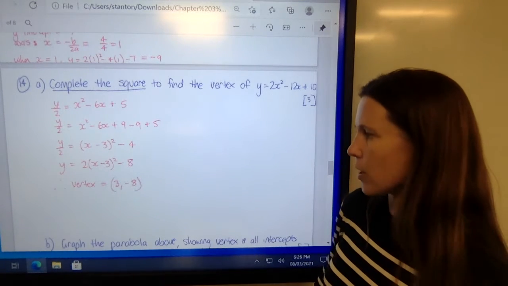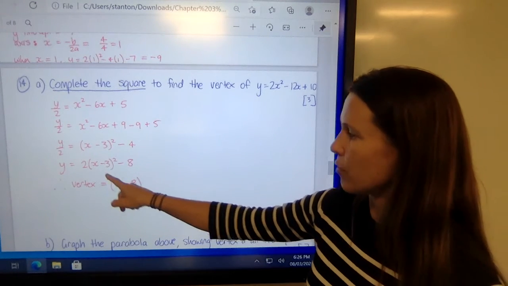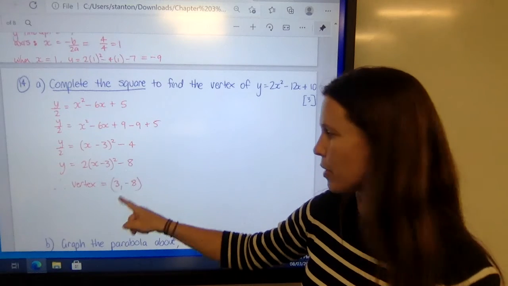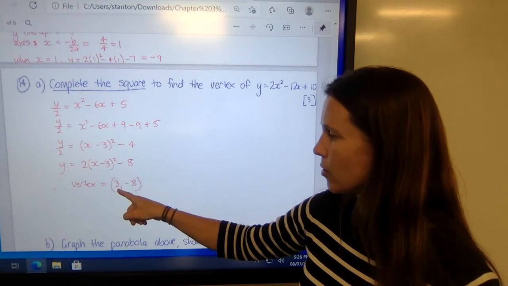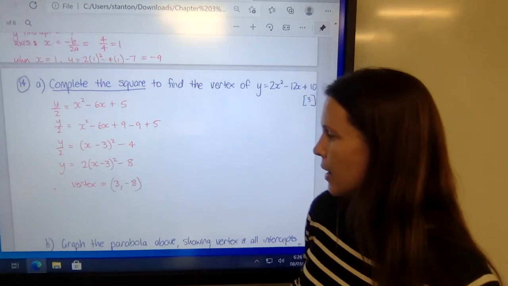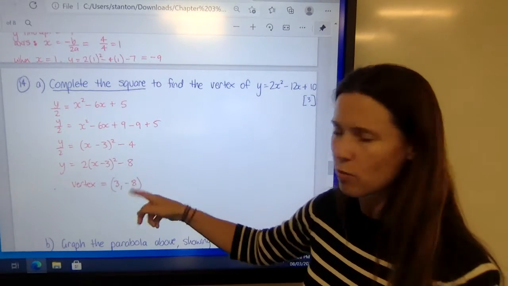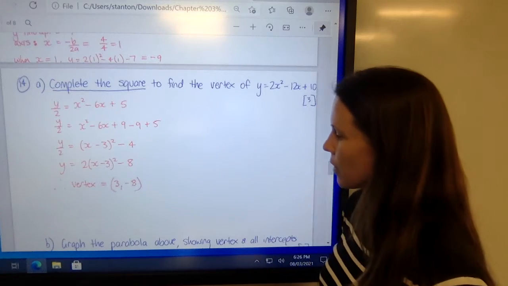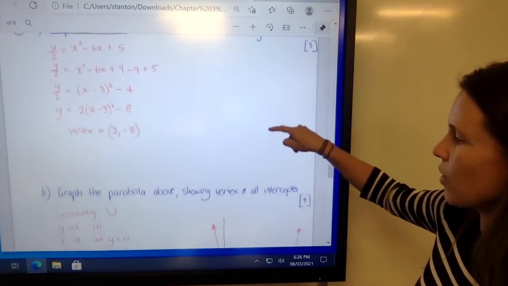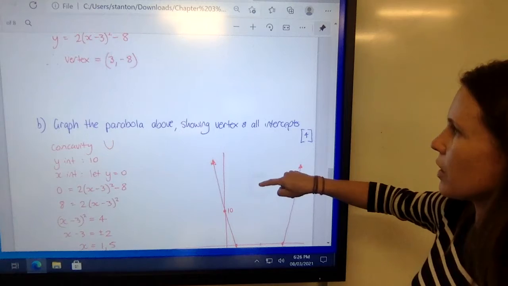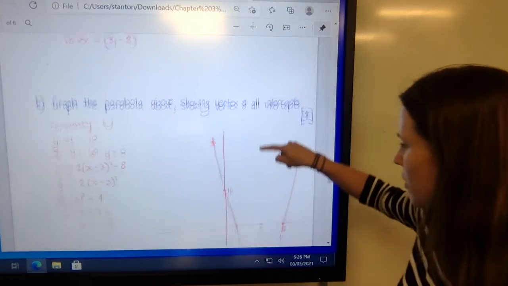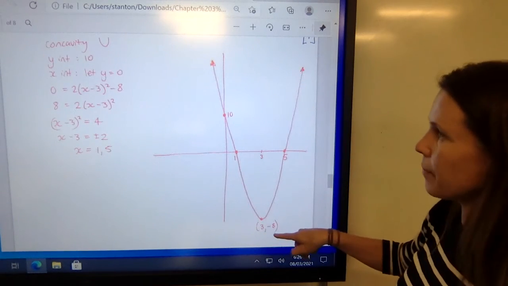Now that it's in this vertex form, we can read the vertex straight off. X minus something will be the x value, and we've taken away 3. And then whatever number is tacked onto the end, positive or negative, that will be the y value of your vertex. Now it asks us to graph the parabola showing the vertex and all intercepts. So we've got our vertex. We can put that in straight away.